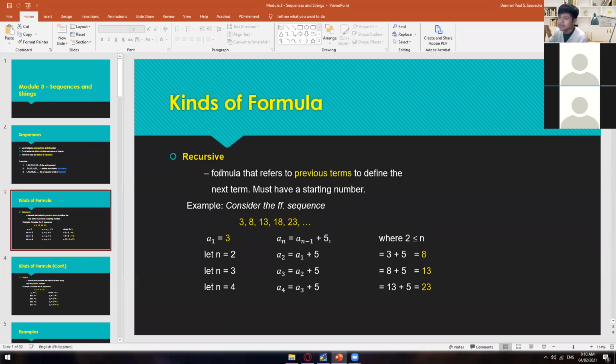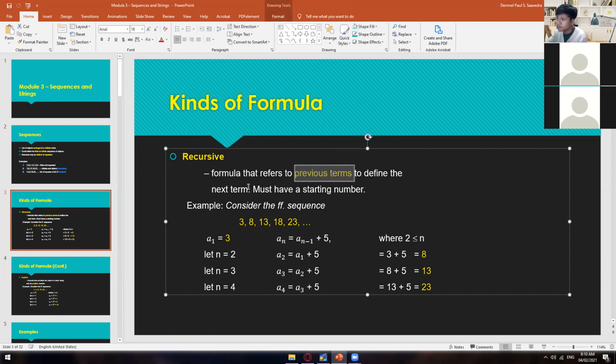So as I said a while ago, recursive is a formula that refers to previous terms to define the next term. So you have to know the previous terms for you to be able to know the next term. Okay. So it must have a starting number. So if there is no starting number, then that must be an explicit formula, or that must be an explicit kind of sequence. Okay, so we have this sequence 3, 8, 13, 18, 23.